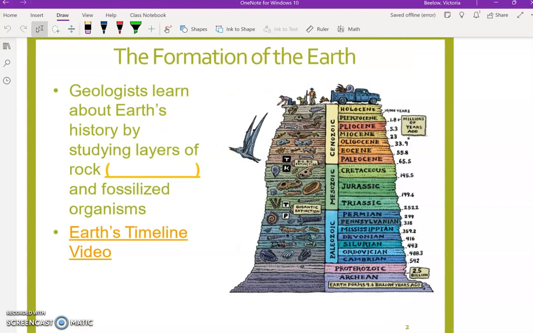So let's start with talking about Earth's history. One way to look back in time, so to speak, is to look at the layers of rock that can tell us a story in terms of any fossilized organisms that can be trapped in those layers of rock, which we also term strata. And we can also look at the composition of those layers of rock to get an idea of what Earth's history was thousands, millions, even billions of years ago.